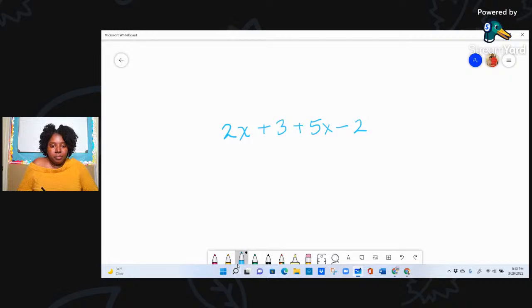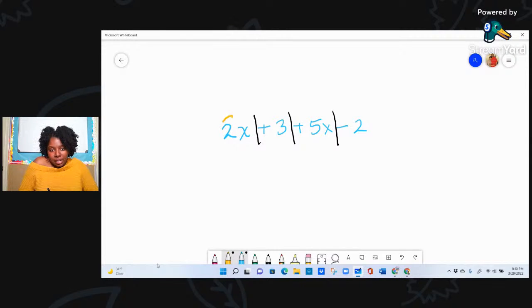Okay, so let's do it. So first things first, you have a lot of stuff going on here, right? Each part, we call this an expression because there's no equal sign, okay? So I teach my students to separate the terms. So there's 4 terms, okay? Now, are there like terms? Like terms are terms that have the same variable. Variables like X or Y.